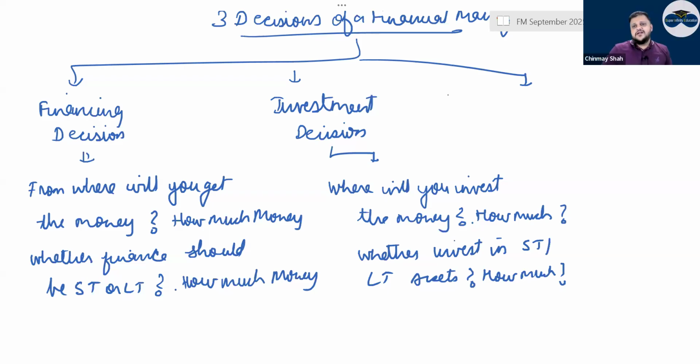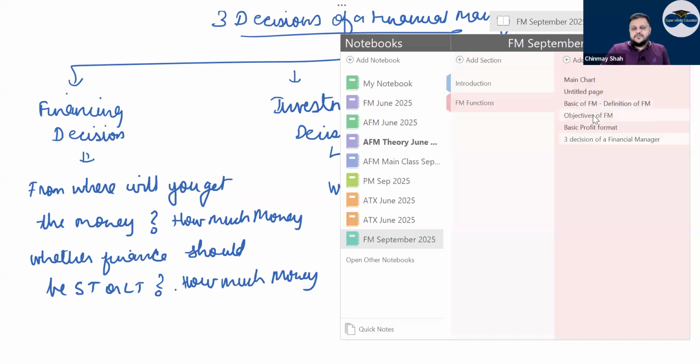Financing, investment, and last but not the least, what is last? Last is a dividend decision, sir. कुछ भी बोलते हैं. You did not talk about dividend at all. Let's go once again to that. What? Tell me. What?